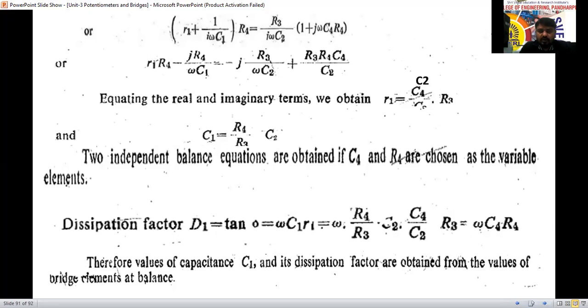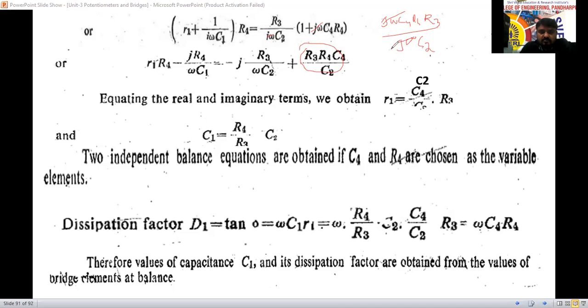No need to do the 1 by j and all the things. Here j omega is there, here also j omega is there, when we multiply to the particular term only. That situation I am telling here now. So this term, before writing this term, how can you write here now? j omega, only that term I am telling here now. j omega C4 R4 into R3 divided by j omega C2. So this j omega gets cancelled.